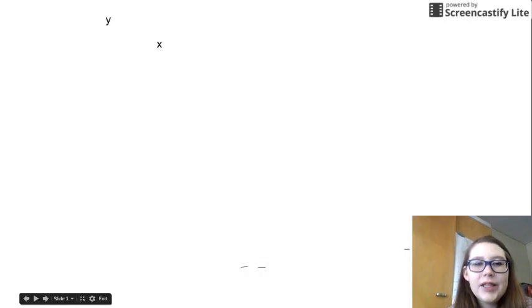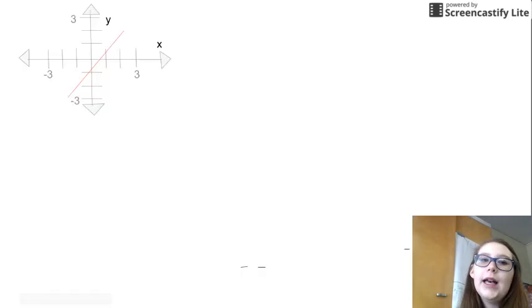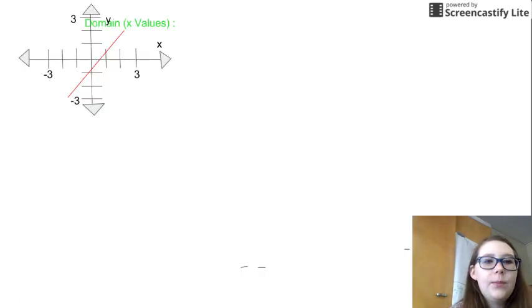Hi, my name is Melissa Powell, and today I'm going to help show you how to find the domain and range of a line by looking at the graph.